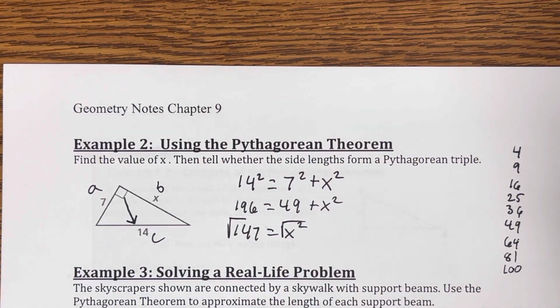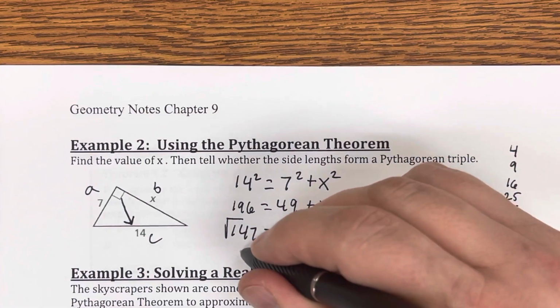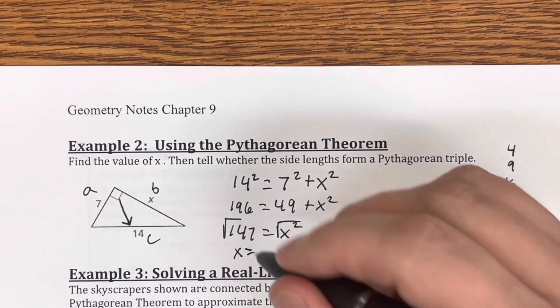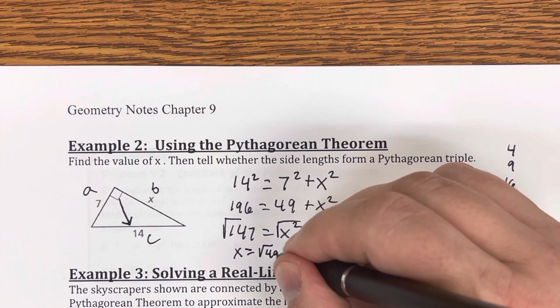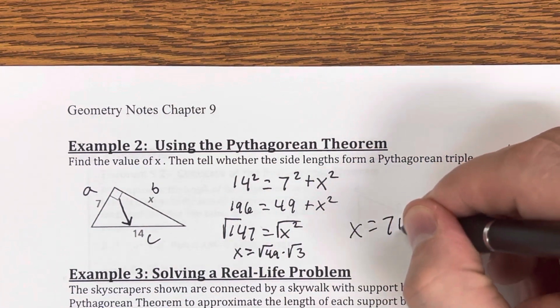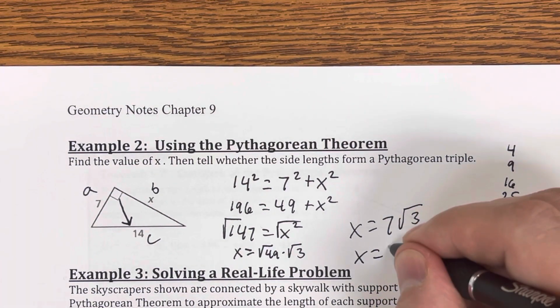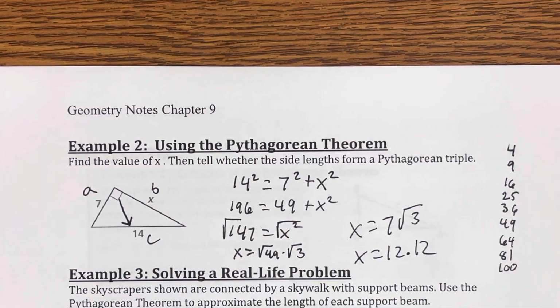It's 49 times 3, which is 147. So I can rewrite this when I take the square root. So x is equal to the square root of 49 times the square root of 3. Square root of 49 is 7, so x is equal to 7 times the square root of 3. And if you were to get a decimal approximation, that is right at about 12.12. Make sure you read the instructions on what you are supposed to round to. I rounded to the 100th. It might say to round to the 10th.